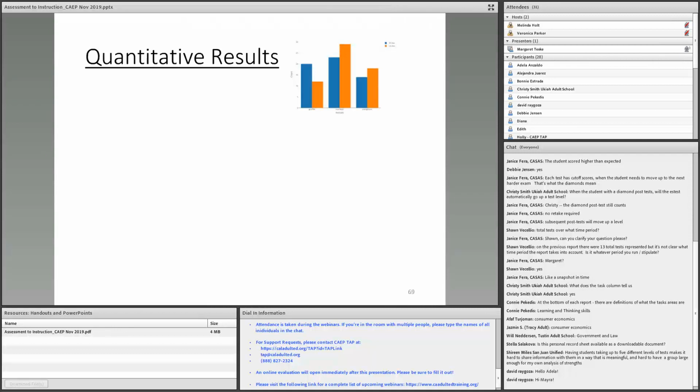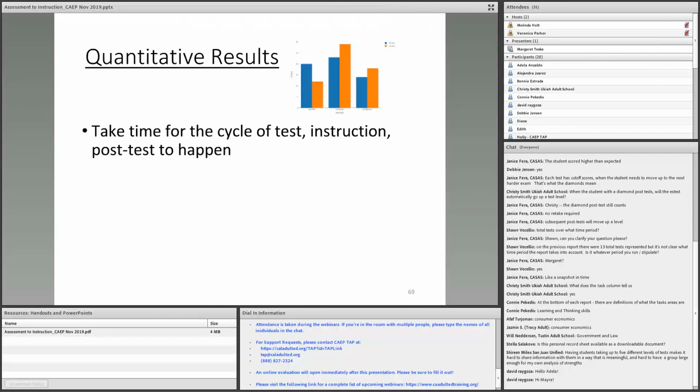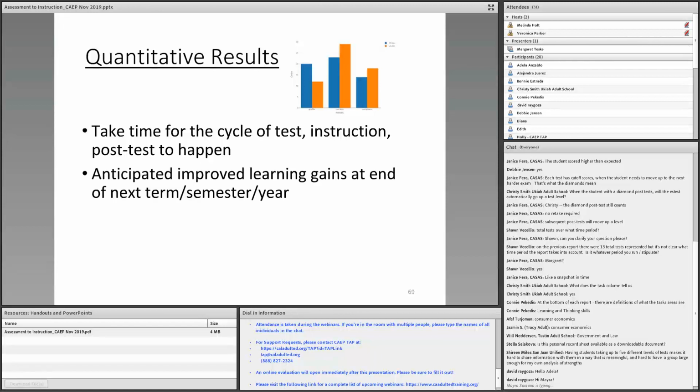Quantitative results from workshops could take time. You need time to see the cycle between the pre-test, the reports, the instruction, and the post-test. So give it time. Anticipate learning gains at the end of maybe the next term or the next semester, the next year even.